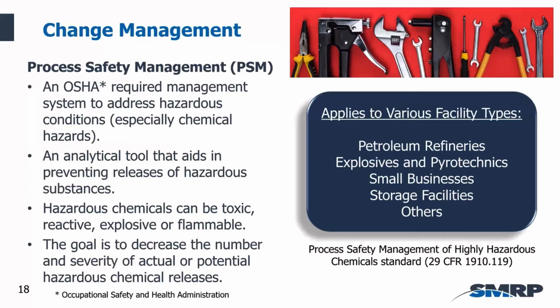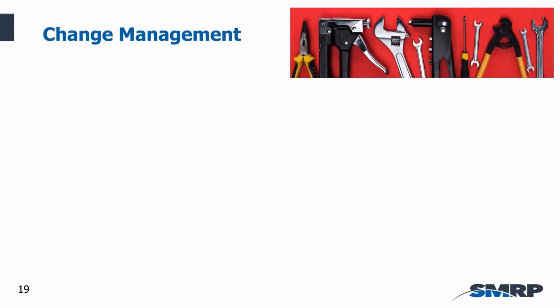There are various facility types that PSM applies to. They can be petroleum refineries, explosives and pyrotechnic facilities, even small businesses and storage facilities, and there's others. But if you wanted to check it out, the process safety management of highly hazardous chemicals is found in a standard 29 CFR 1910.119. And this is, of course, all for the US. Other countries have their own versions.